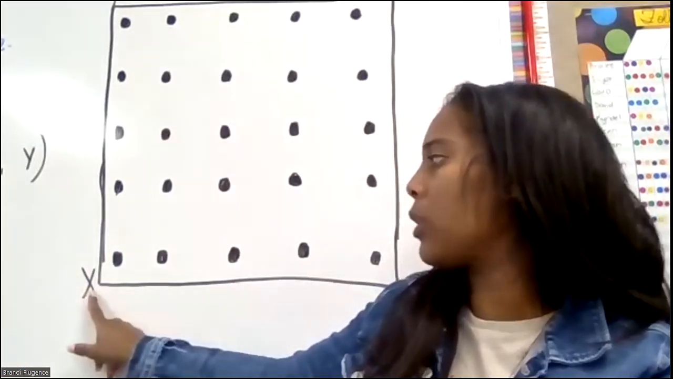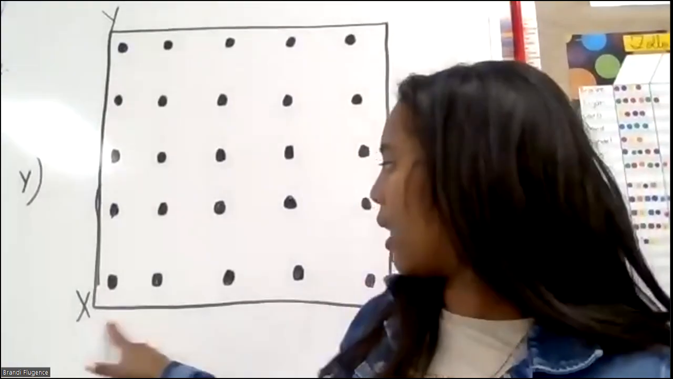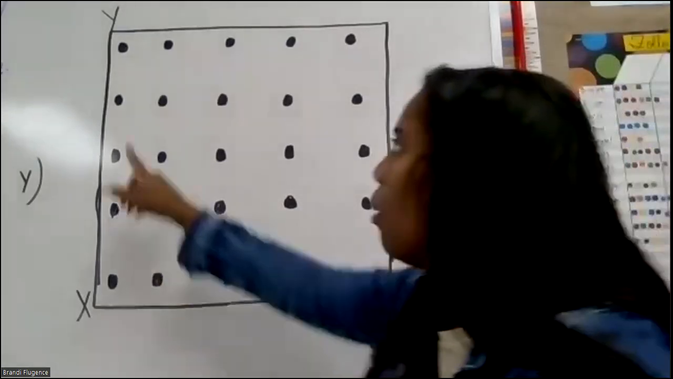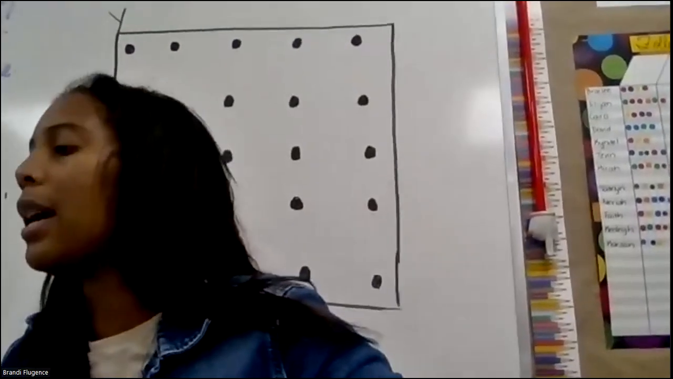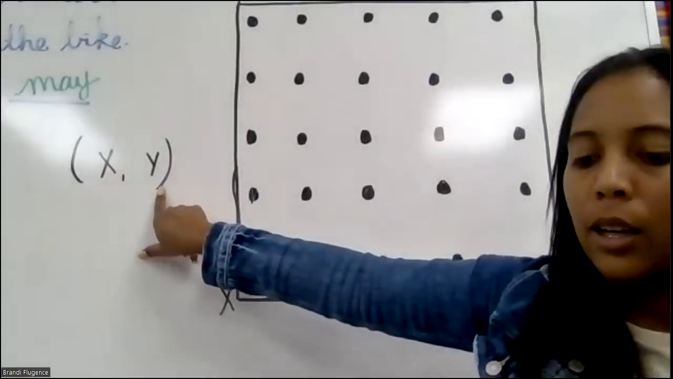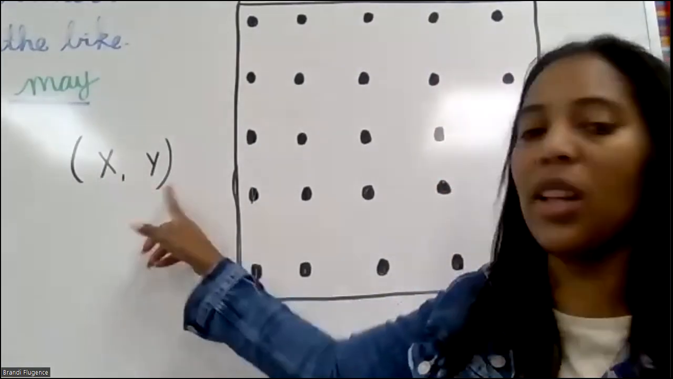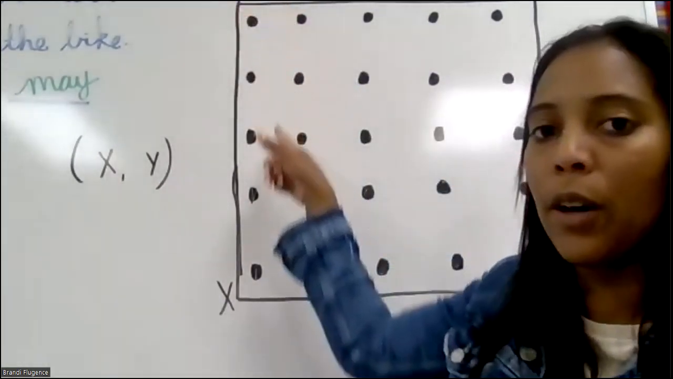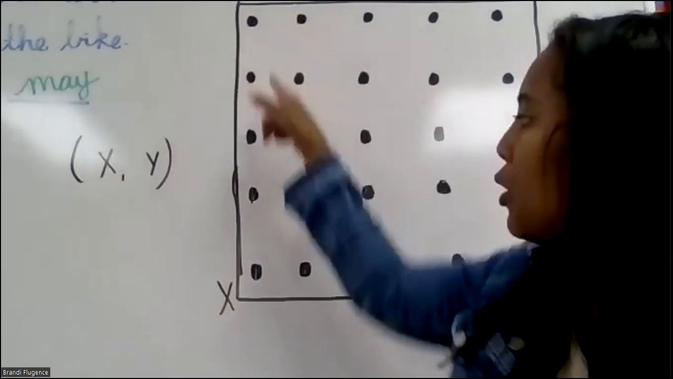On this graph, you have what's called an x-axis and a y-axis. X are your numbers that are going horizontally. Y are your numbers that are going vertically, okay? When you write the numbers down as points, you always put your X first and your Y second. X always goes first, so the point that is going across always goes first, and the point that is going down vertically is always Y. When you write it out, you put your X first, then you put your Y.